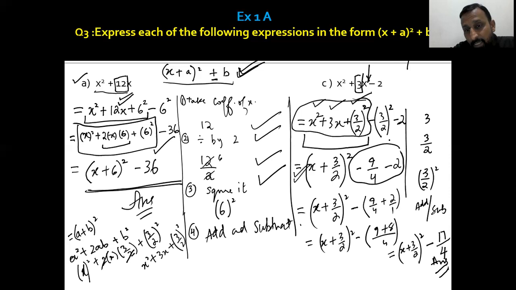I took out a minus sign common, 9 upon 4 plus 2 upon 1. So you can take the LCM 4, you get 9 plus 8, and we know that 9 plus 8 is 17 upon 4. That's your answer. X plus 3 upon 2 the whole square minus 17 upon 4.